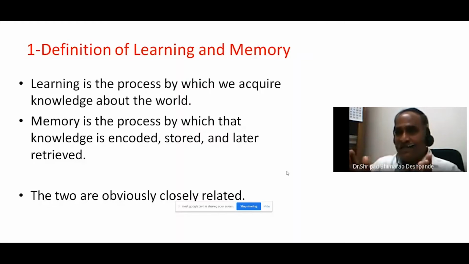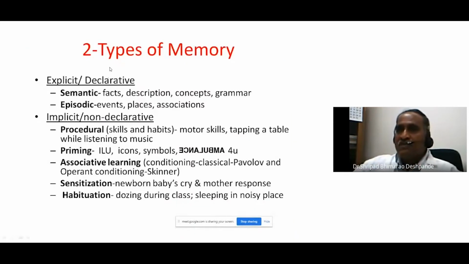They cannot be separated. We have two forms of memory, explicit memory and implicit memory. Explicit memory is also known as declarative memory, wherein you express. It is also known as autobiographical memory. This explicit memory has two components. One is associated with facts, descriptions, concepts, and grammar. That is semantic memory.